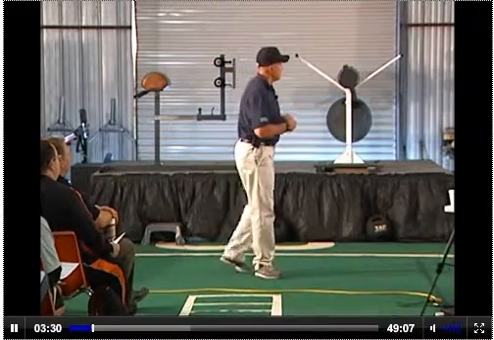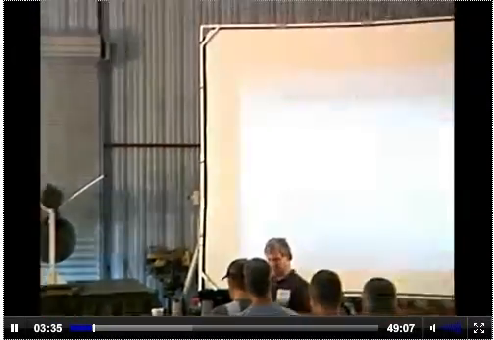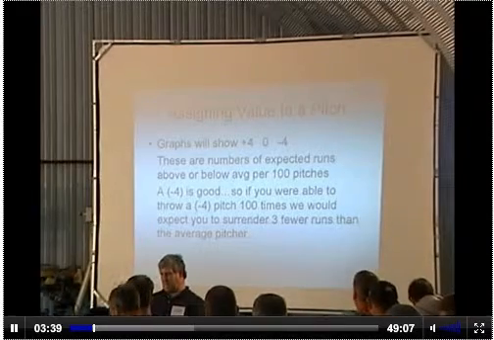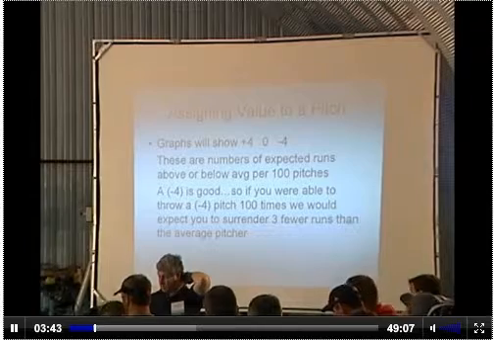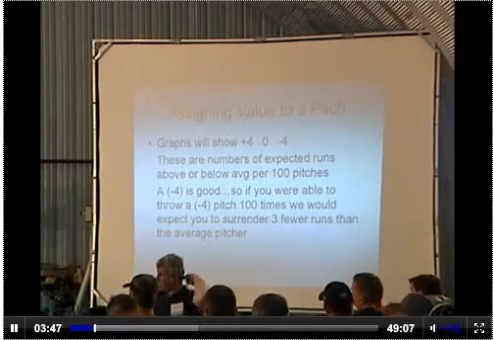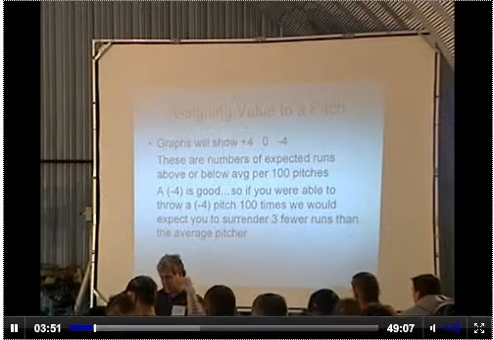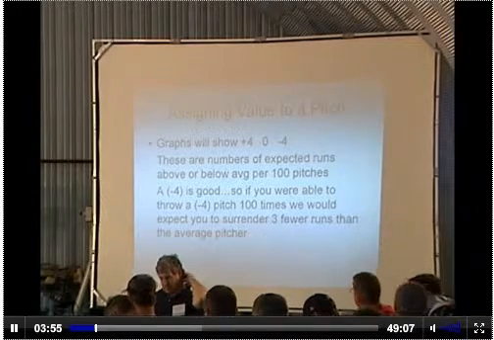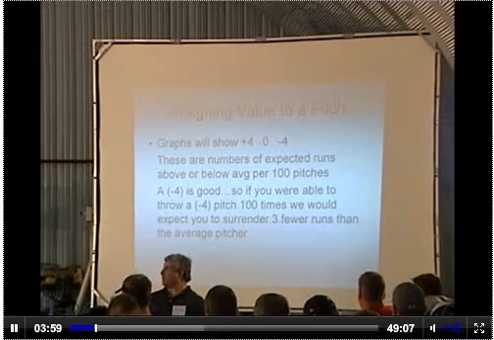Assigning value to the pitch. Now let's look at graphs. The graphs I'm going to show you are of the strike zone, and they have different colors in them. If you see a dark color on the graph, and you throw 100 pitches to that dark color, you will give up minus 4 runs. If you throw 100 pitches to the very light color, you're going to give up 4 runs. So there's an 8-run difference between white and black when you look at these graphs.